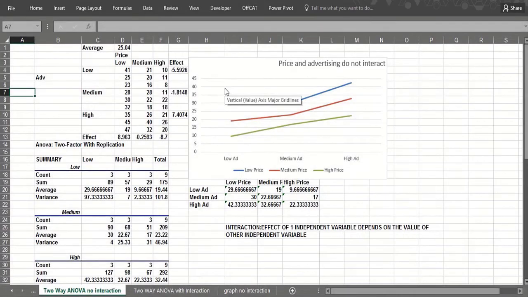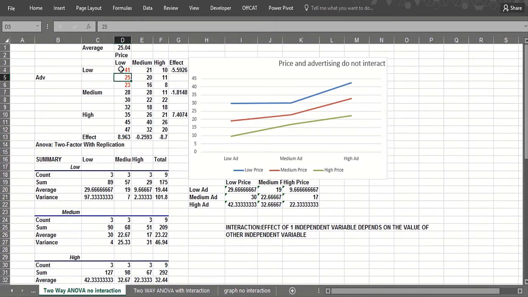Now let's talk about two-way ANOVA with replication. You recall in the last video with districts and salespeople, we had one observation for each combination of district and salesperson. Now in two-way ANOVA with replication, you have more than one data point for each combination of the two factors. So let's look at price and advertising, and how they affect sales. We've got 3 data points here for each combination of price and advertising. Price and advertising can be low, medium, or high.